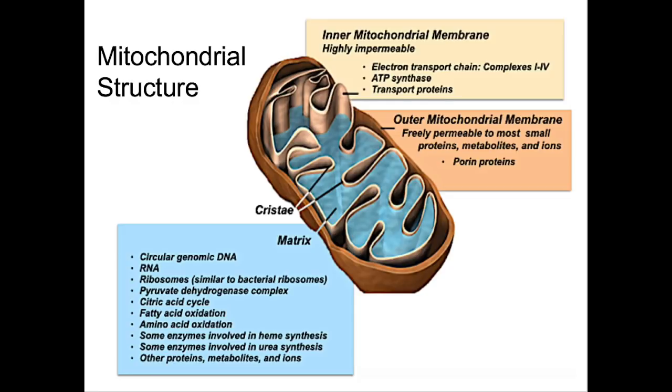This is the central interior portion of the mitochondrion that contains the circular genomic DNA, some RNA and ribosomes, the pyruvate dehydrogenase complex that we saw. We also saw the citric acid cycle. We're going to see some fatty acid oxidation and amino acid oxidation. And as we know, there are some reactions involved in heme synthesis that are found here as well. And as we'll see, there are some reactions that occur in the mitochondrial matrix that are involved in urea synthesis.